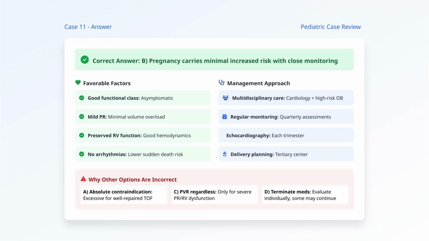Women with good functional status and preserved ventricular function typically tolerate pregnancy well. Pregnancy is not absolutely contraindicated in repaired TOF as stated in option A. That would be excessive for most patients.